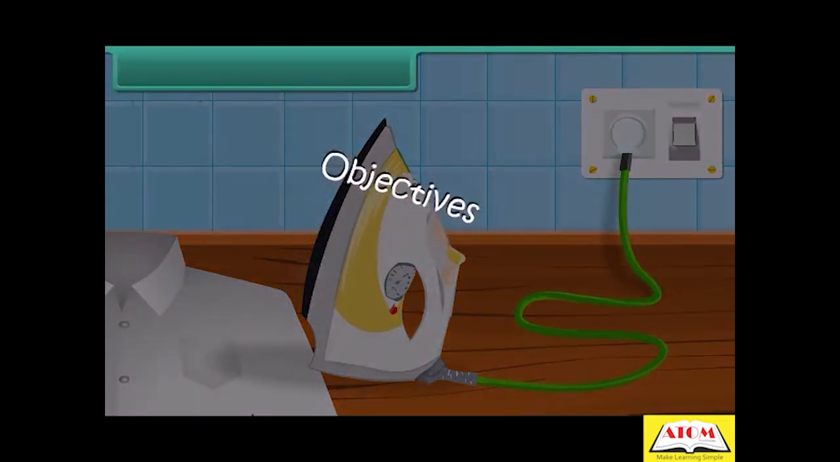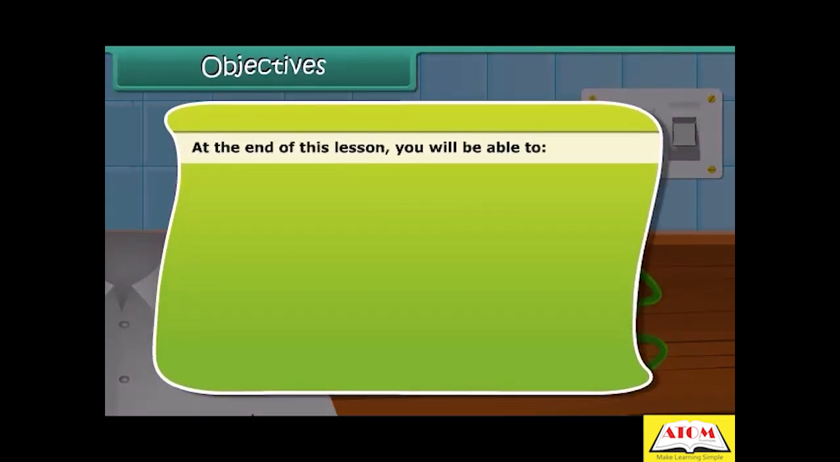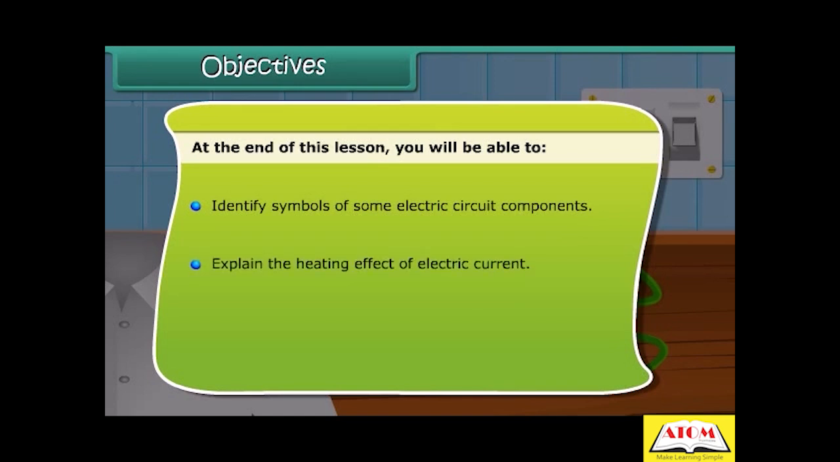Objectives. At the end of this lesson, you will be able to identify symbols of some electric circuit components, explain the heating effect of electric current, and discuss the importance of electric fuse in electrical circuits.